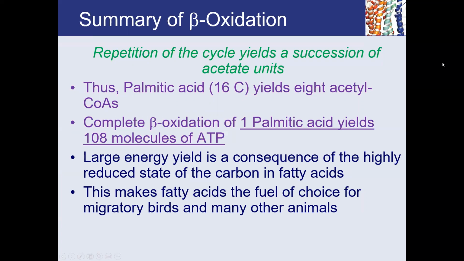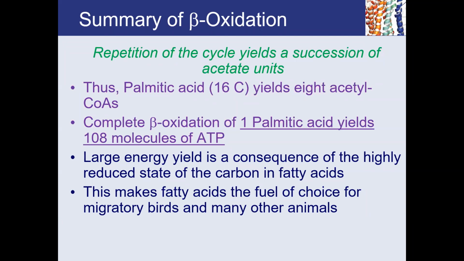Repetition of the cycle yields a succession of acetate units. See how loosely I am using this word, acetate unit here. Actually, it's an activated acetate, right? So just keep that in mind. Sometimes we do have problems of using things informally a little bit. So if you have a 16 carbon fatty acid like palmitic acid, then you will get 8 acetyl coenzyme A.